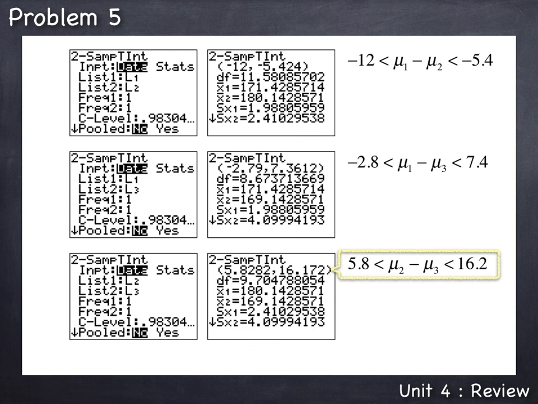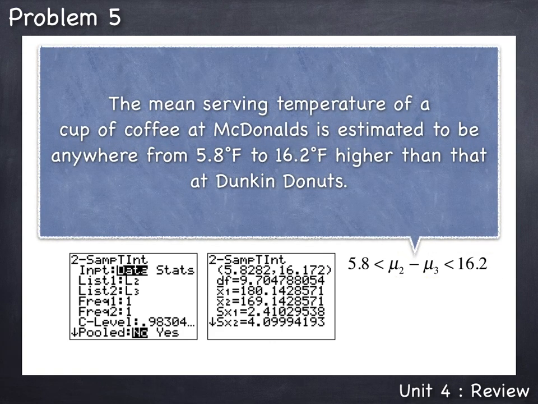So here we could say mu2, the mean serving temperature of a cup of coffee at McDonald's, is higher on average than mu3, the mean serving temperature of a cup of coffee at Dunkin' Donuts. So here's one way we can give our interpretation of this result. The mean serving temperature of a cup of coffee at McDonald's is estimated to be anywhere from 5.8 degrees Fahrenheit to 16.2 degrees Fahrenheit higher than that at Dunkin' Donuts.